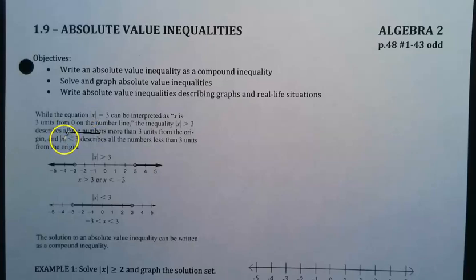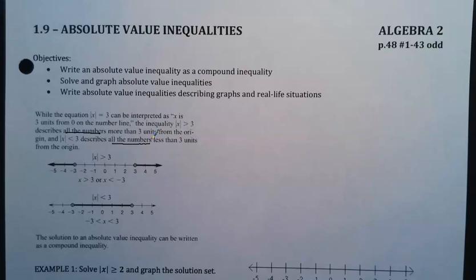And the absolute value of x is less than 3 describes all the numbers less than 3 units from the origin. So this is the first time we've had the variable inside of our absolute value in Algebra 2. We didn't really discuss these much in Algebra 1. Okay, but let's look at this graph.